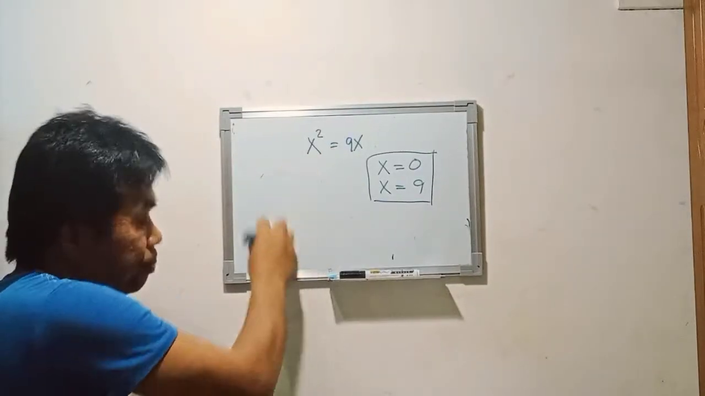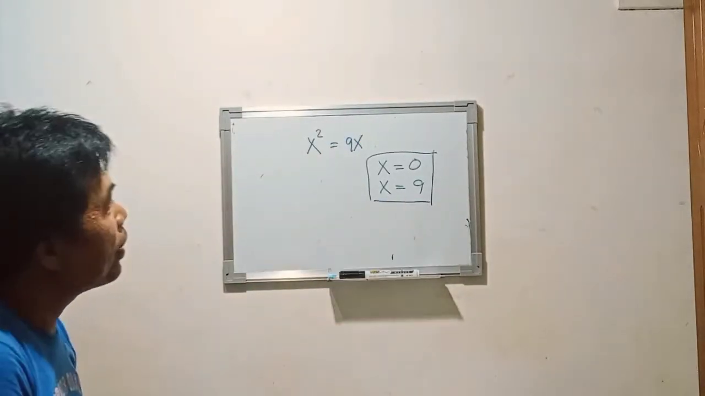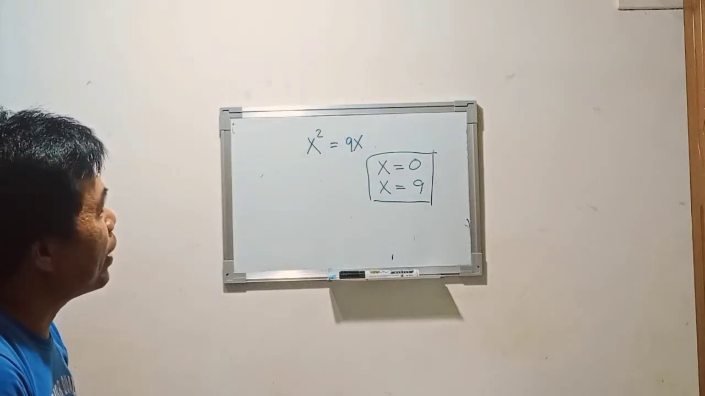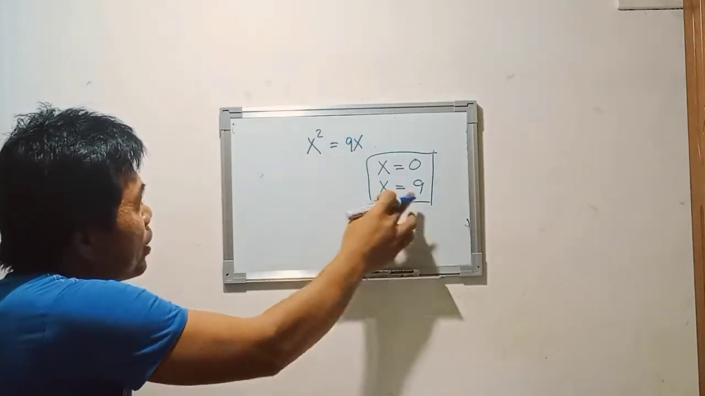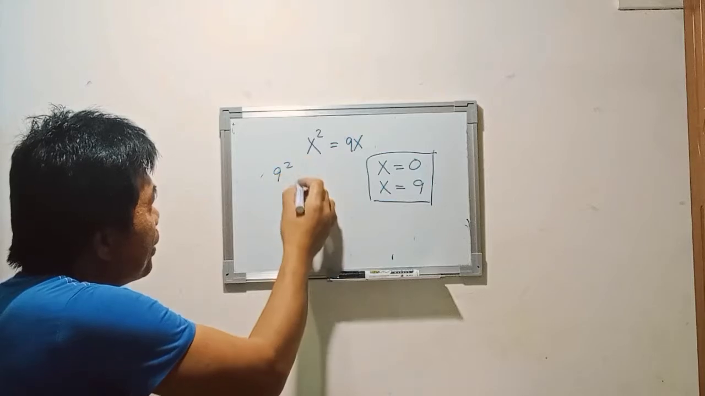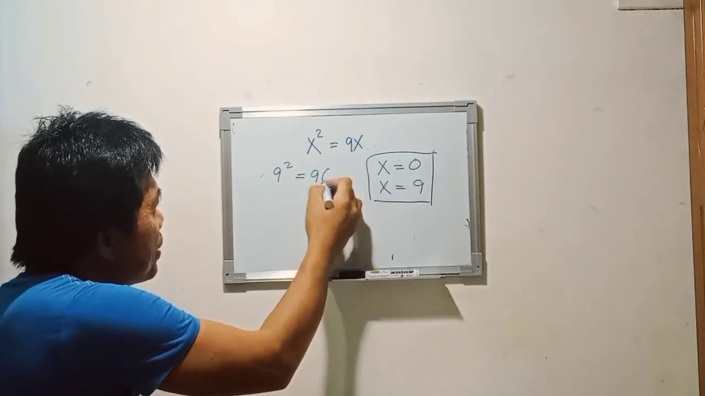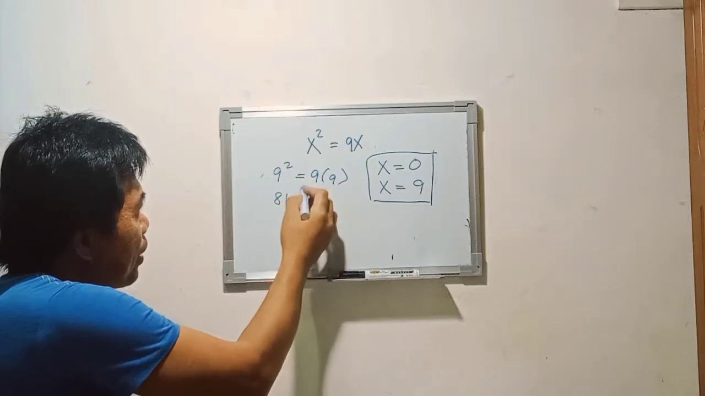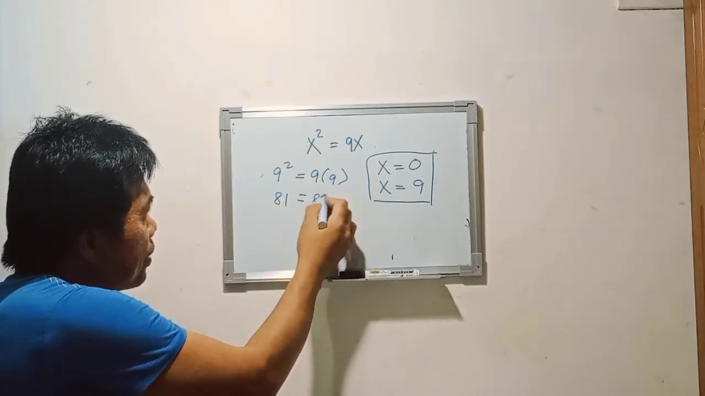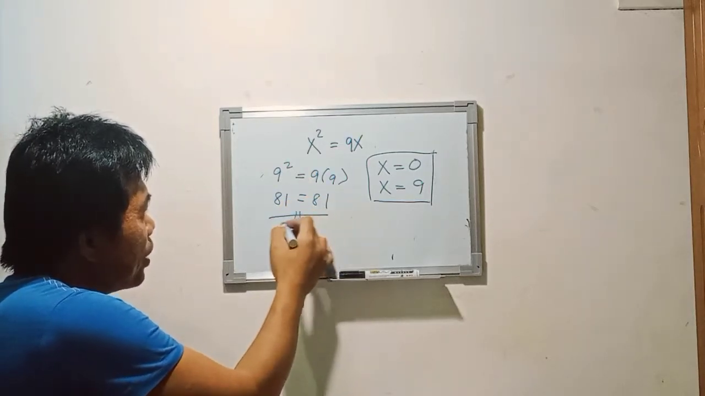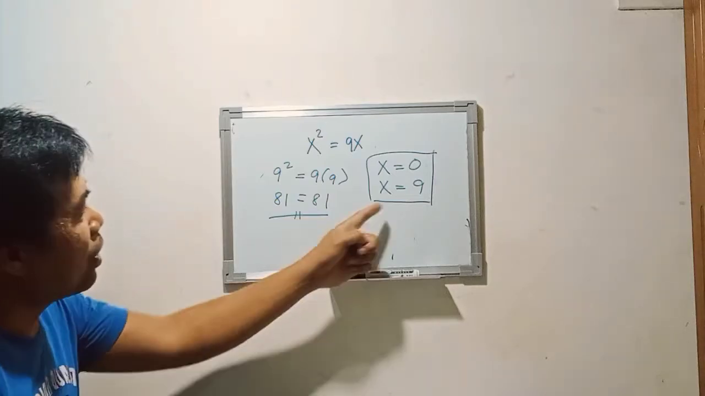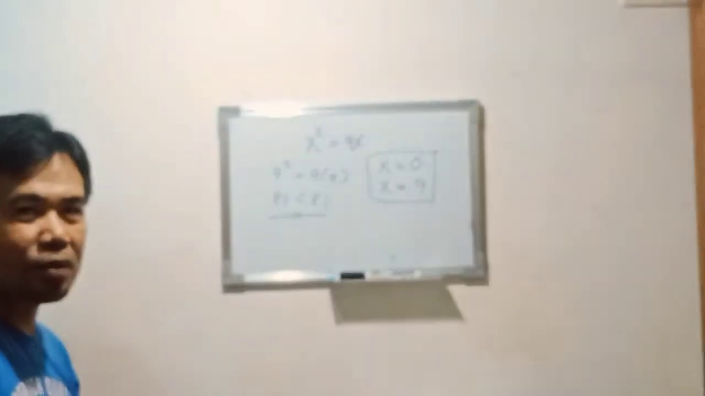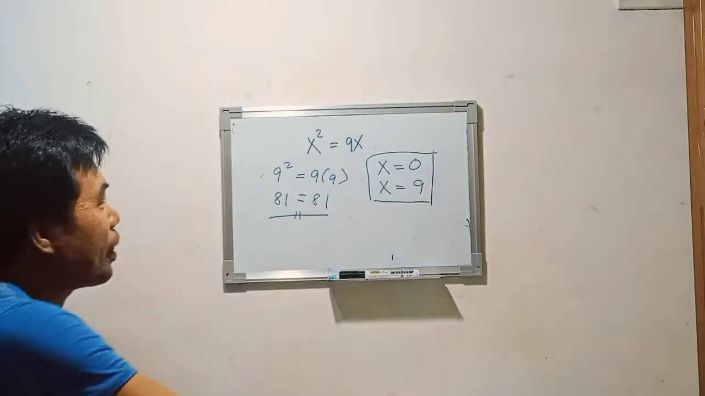Next we use the solution x equals 9. So x is equal to 9. So 9 squared equals 9 times 9. So 9 squared is 81, equals 9 times 9, which is 81. So the equation is balanced. So therefore, our solution x equals 9 is also correct.